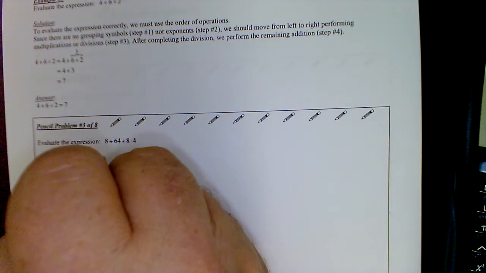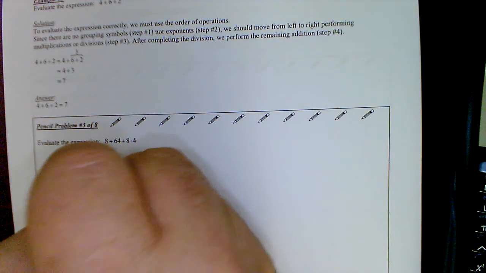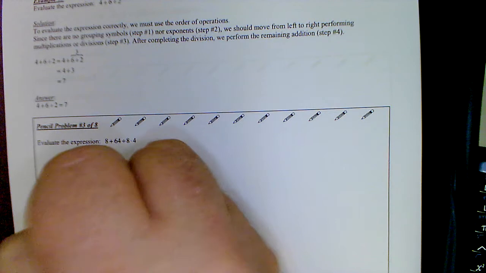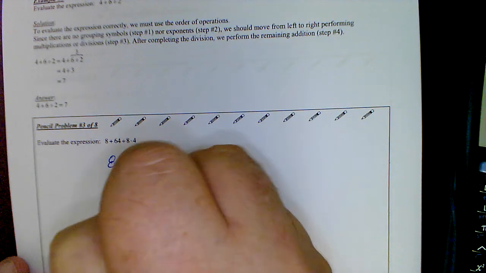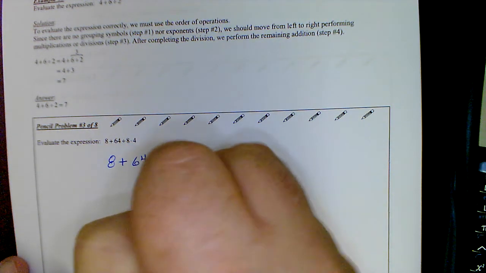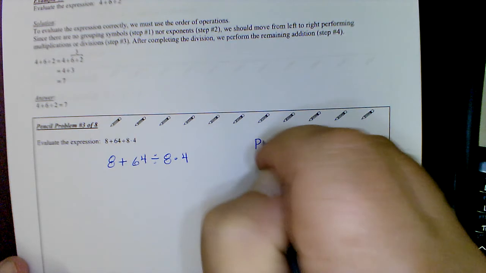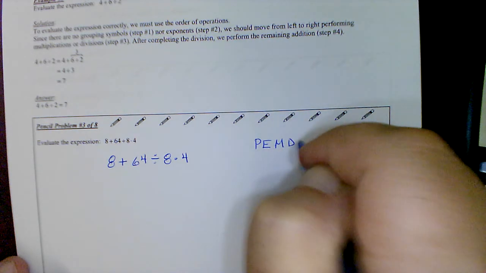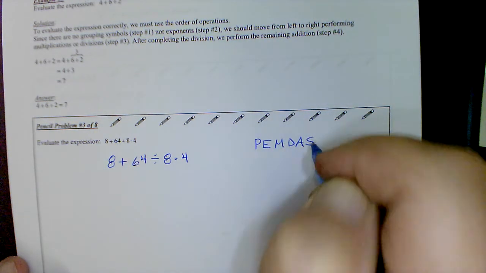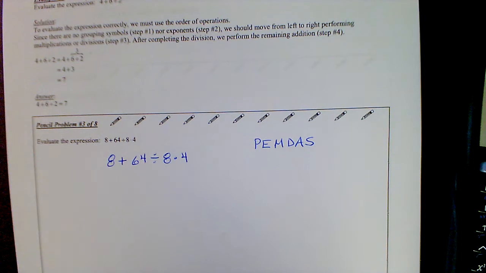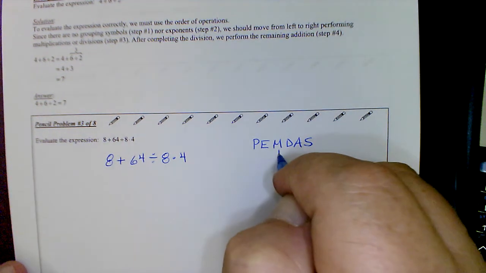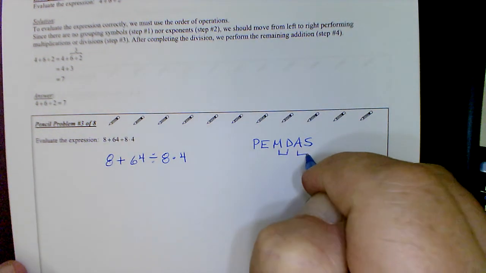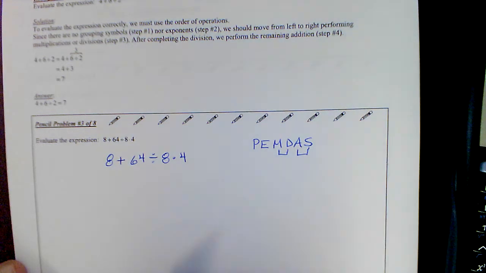So you could read the example, the pencil problem. I'm going to recopy. We have 8 plus 64 divided by 8 times 4. Okay, I'm going to write down the order of operations. A lot of times people will say PEMDAS, or they'll say, please excuse my dear Aunt Sally. But with this, I always take the time to group these, as mentioned earlier.